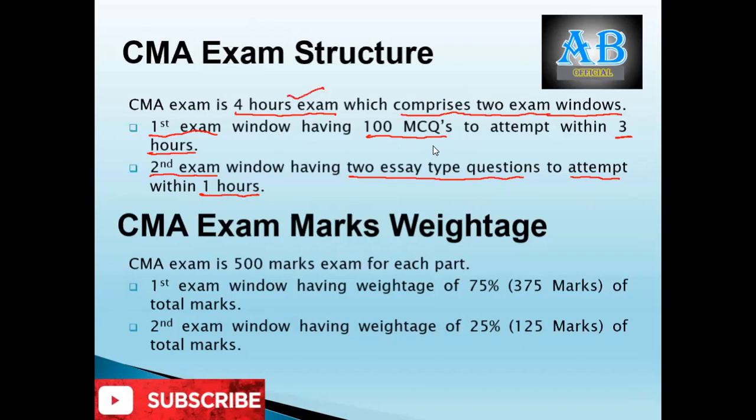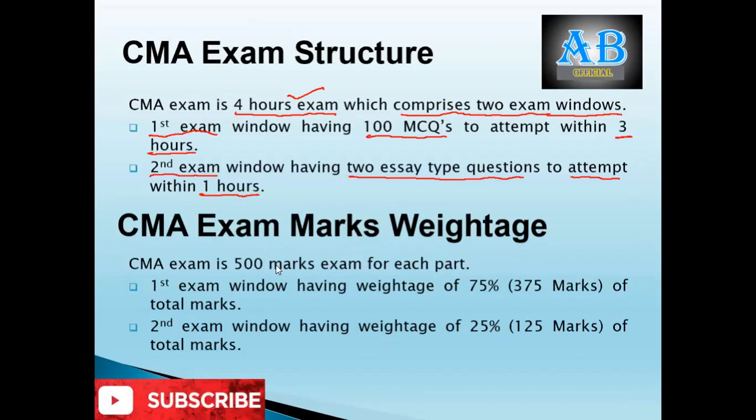First 3 hours, you are supposed to attempt 100 MCQs, which is called the first exam window. After completion of these 100 MCQs, automatically the software will allow you access to the second exam window, but it will depend on certain criteria. If you meet that criteria, then you will get access to the second exam window.